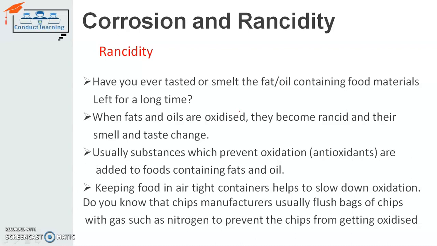Both processes define how oxidation in our daily life happens with different metals and with the food products that we are eating. With the food product that is oily and fatty, it starts giving a smell or having a different taste. So this is the example of oxidation. So this is all about the first chapter.